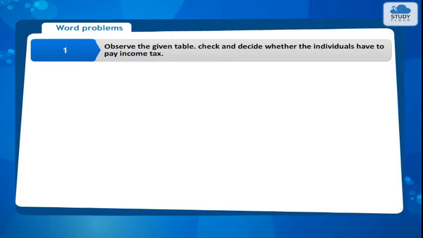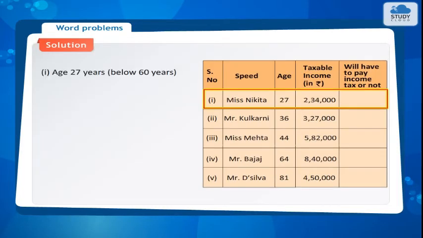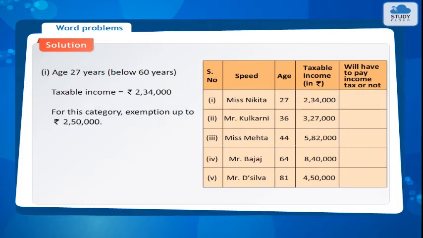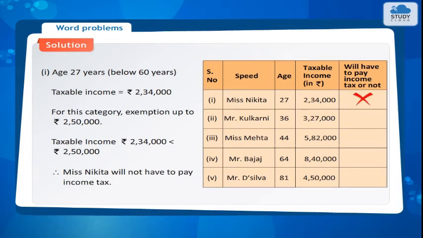Word problems. 1. Observe the given table. Check and decide whether the individuals have to pay income tax. Solution. 1. Age 27 years, below 60 years. Taxable income is equal to Rs 2,34,000. For this category, exemption up to Rs 2,50,000. Taxable income Rs 2,34,000 is less than Rs 2,50,000. Therefore, Miss Nikita will not have to pay income tax.